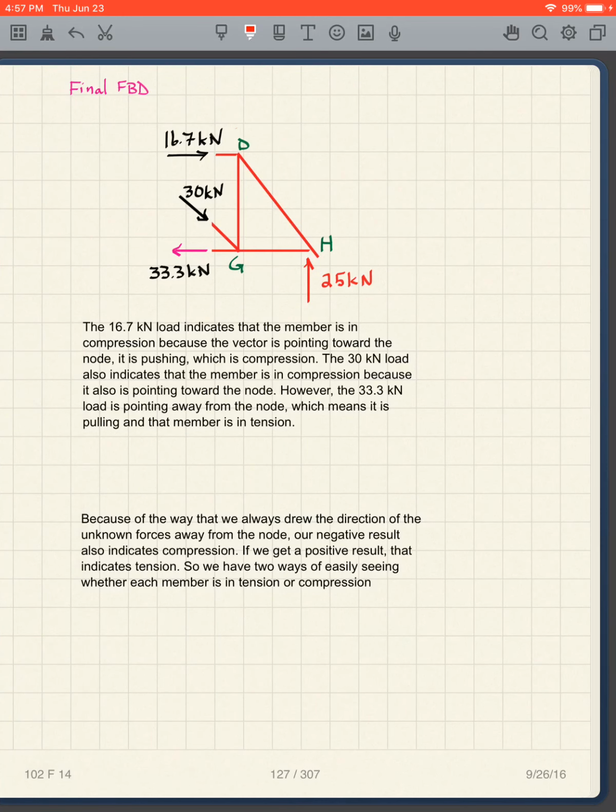So my final free body diagram, I can show that. This is in compression because it's acting toward the node. This is in compression, it's acting toward the node. This one is in tension, it's acting away from the node. And yeah, this explains it. Okay, and this explains more about how the negative number tells us that we have compression.